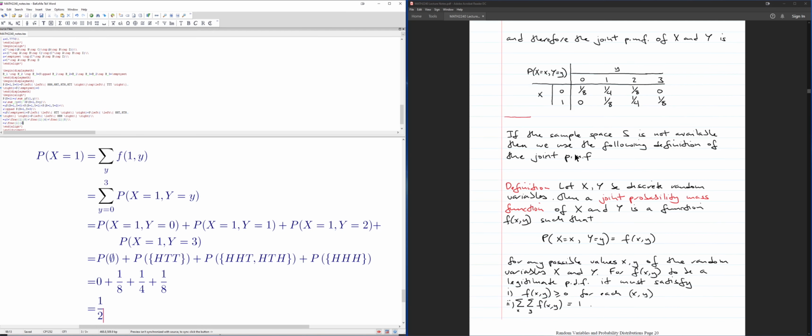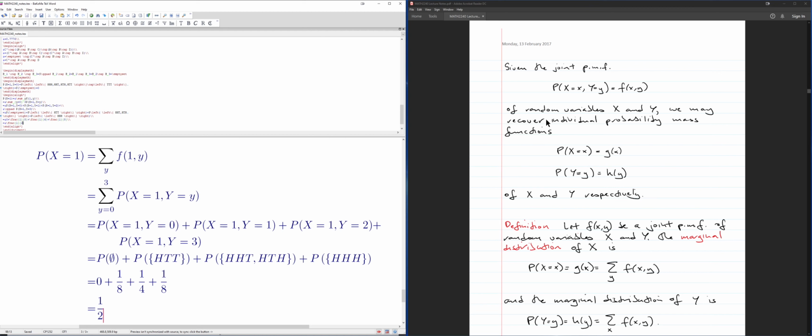So the idea is that you're given a PMF over here. You're given probabilities of this form, these joint probabilities here. What we want to do is recover normal probabilities. So given a joint PMF here, what we want is a normal probability, such as the probability that a random variable is equal to some value.